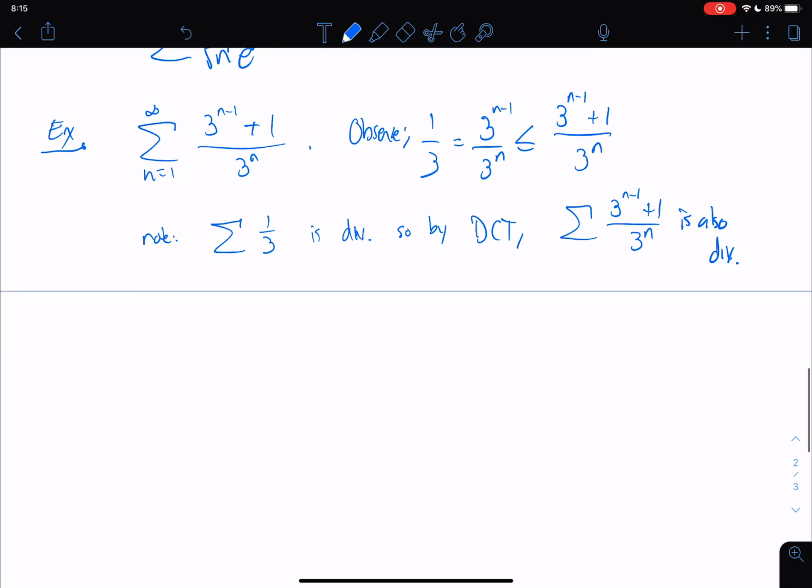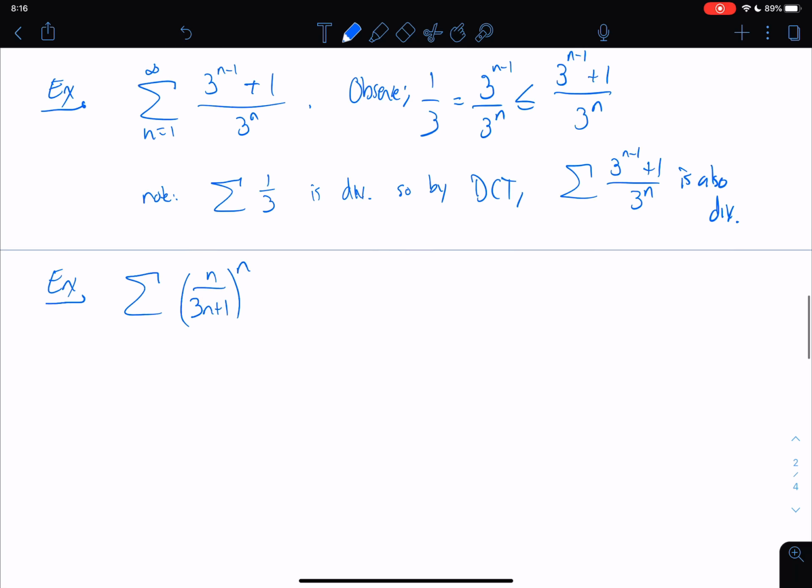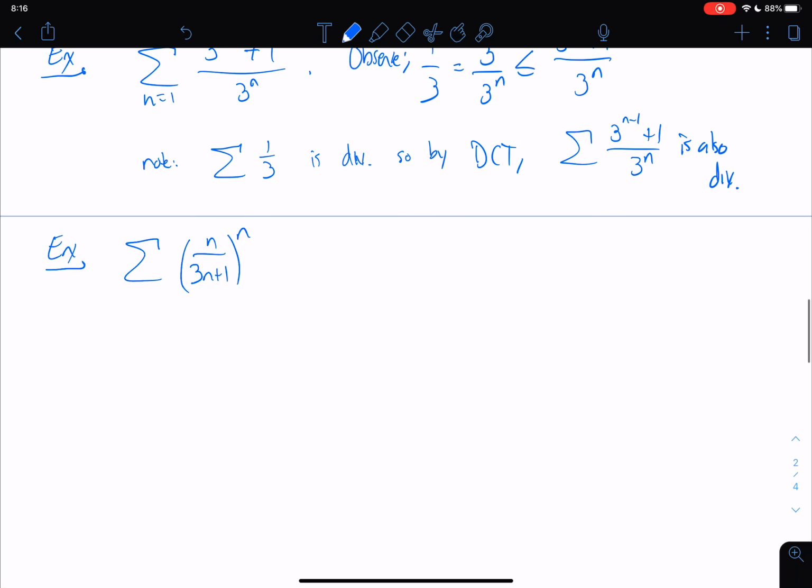The next example that we can run up against is something like this. We have this series of n over 3n plus 1 to the n. It seems immediate to me that this is a limit we recognize.